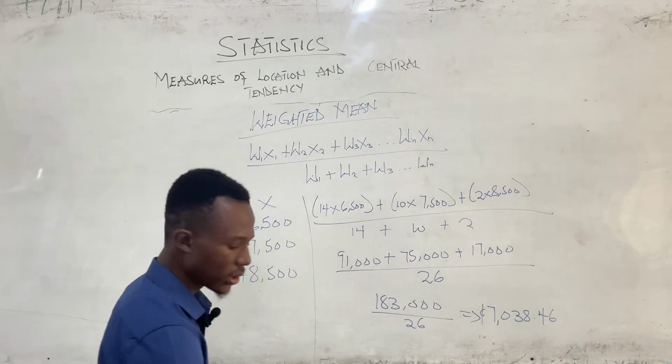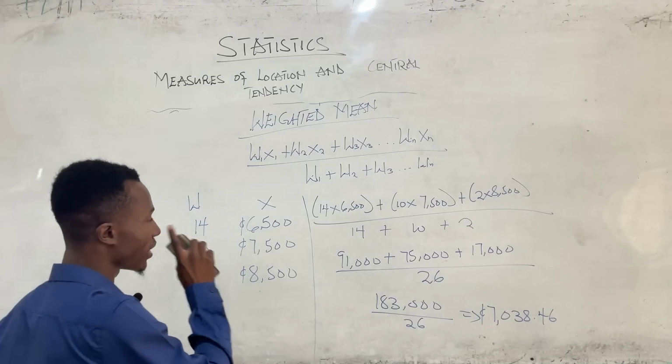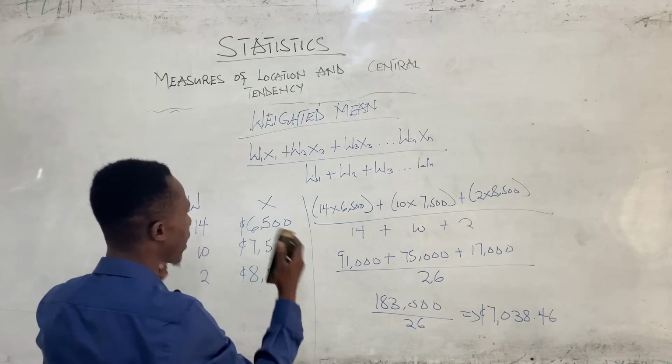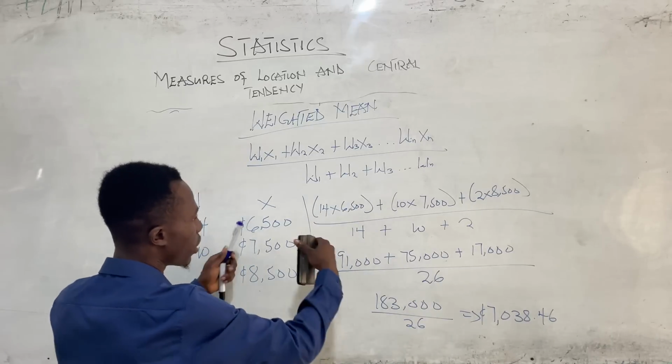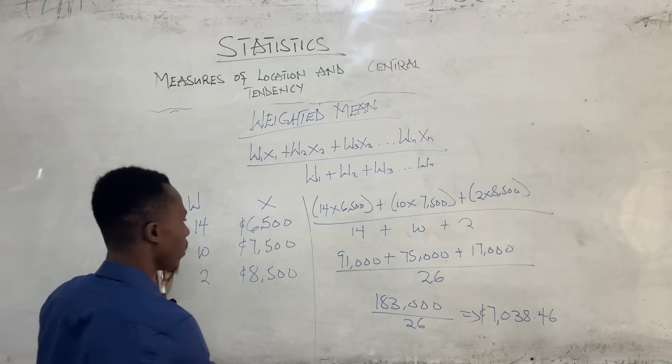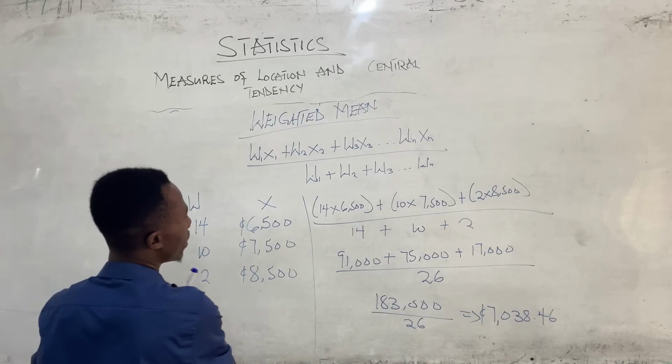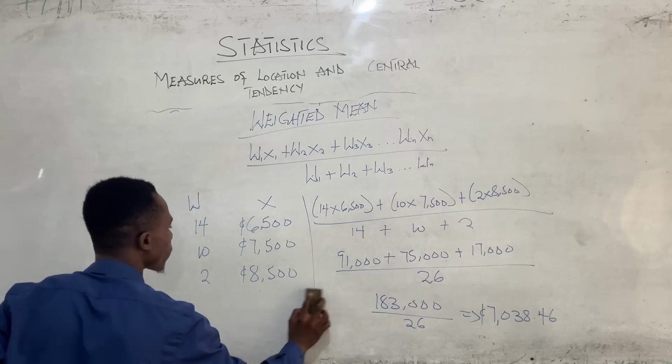So let's take another example and look at it using the same formula. Just have it in mind: you have W1 X1, W2 X2, like that. You multiply them, and you divide by your weights, right? So let's take another question and do it.